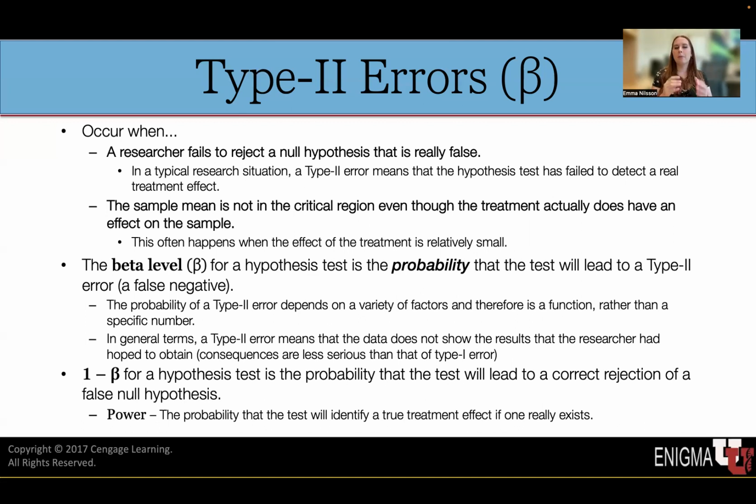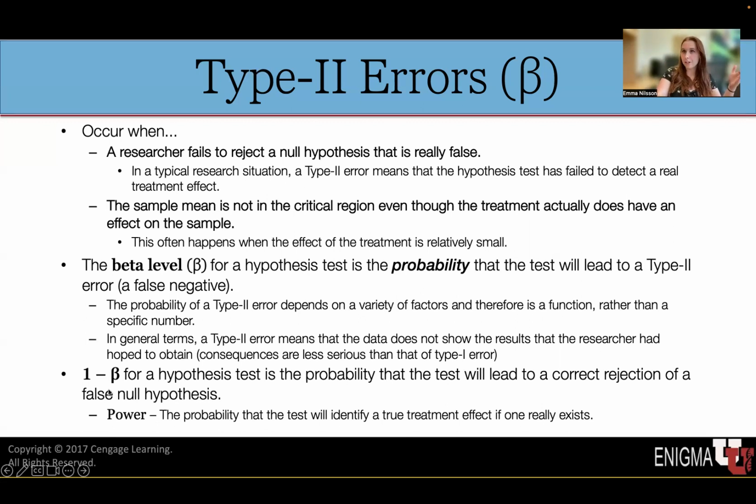The probability of a type 2 error is going to depend on a number of factors. So it's actually represented by a function, not just a specific number, and we're not going to get into that today. But in general, a type 2 error is not as serious as a type 1 error. So our beta is often higher than our alpha.